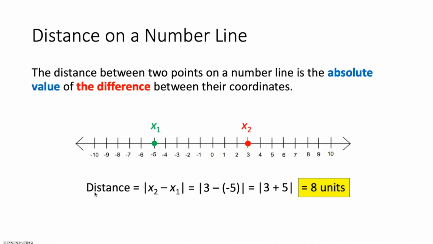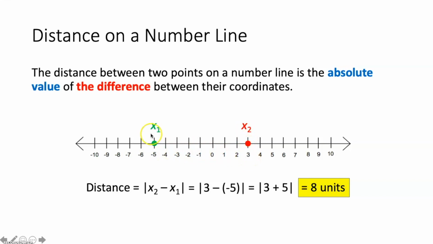Now, the distance on a number line. The distance between 2 points on a number line is the absolute value of the difference between their coordinates. So here, you can see we have two coordinates. We have x1, which is at -5, and x2, which is at 3.